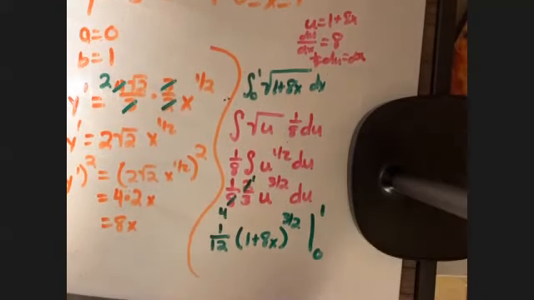Okay, now normally I would be like, let's just plug some stuff in. If I plug in 0, not in this case. So I'm going to get 1 plus 8. I'm plugging in the 1, so it's going to be 8 to the 3/2. So that is 27/12 minus 1 plus 0 to the 3/2.